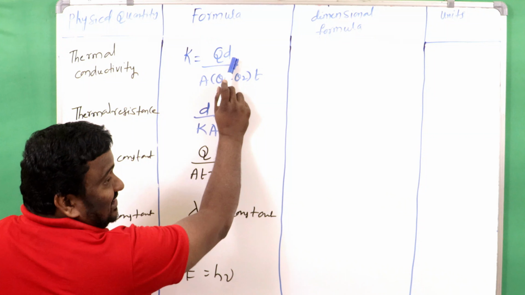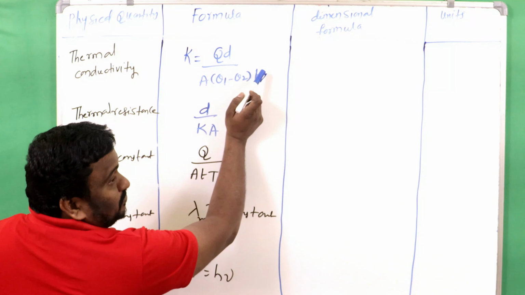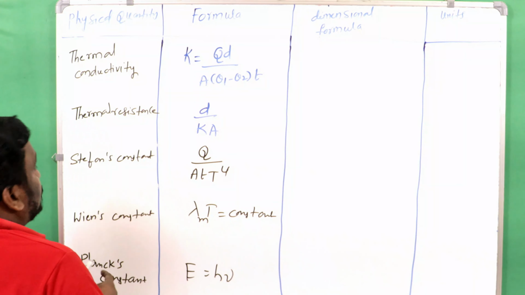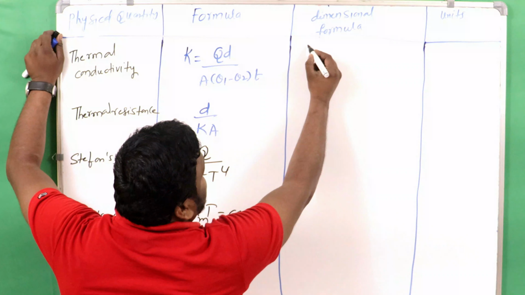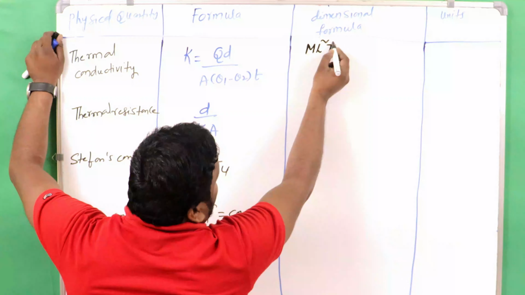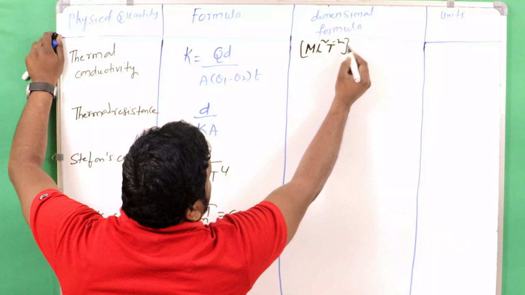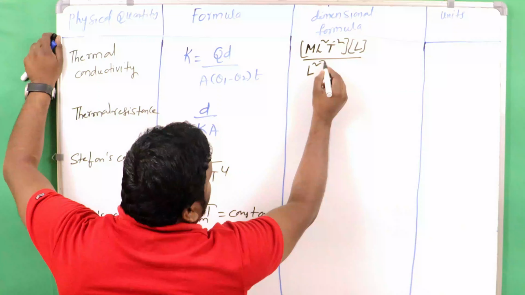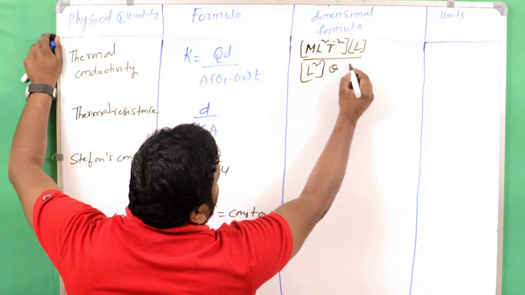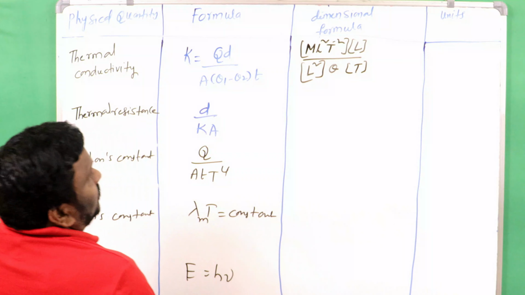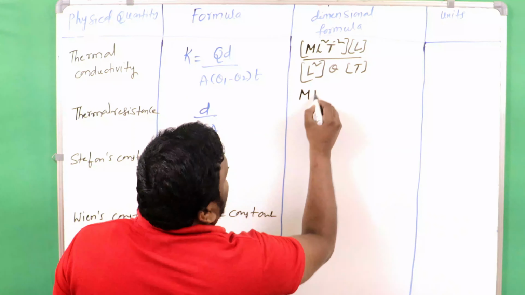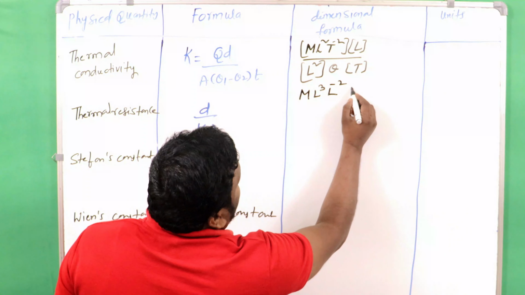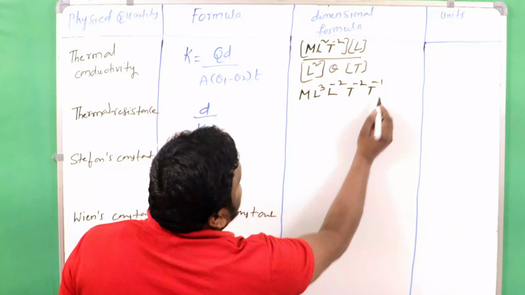Q is energy, d is distance, A is the area of the block, t is the time, and theta 1 minus theta 2 is the temperature difference. So you have to write the dimension formula here. What is Q? Energy, M L squared T to the power of minus 2. d is length, L, and area is L squared. Theta 1 minus theta 2 is temperature, and t is the time. Clear? Then what we get here is M L cubed, L to the power of minus 2, T to the power of minus 2, T to the power of minus 1, and theta to the power of minus 1.